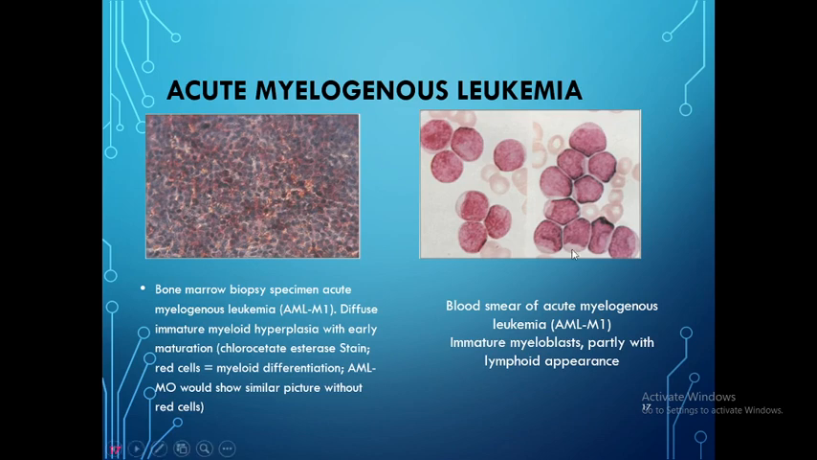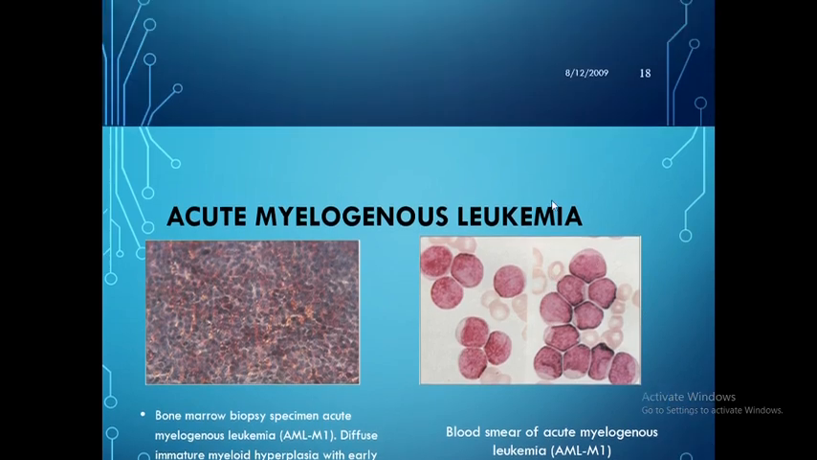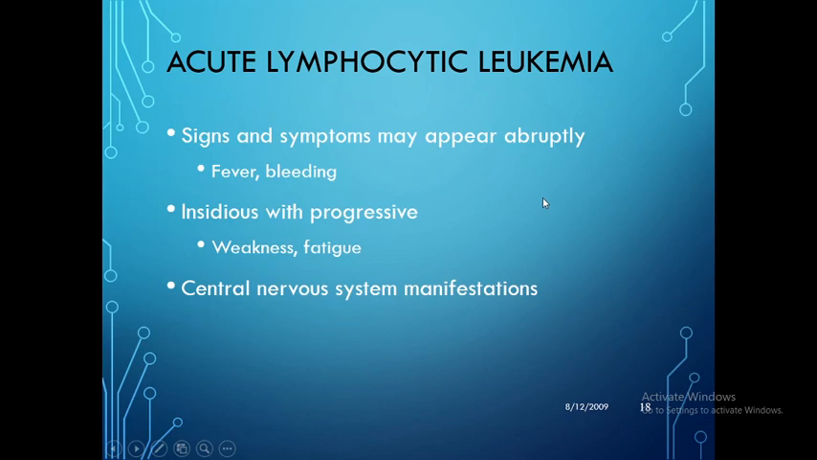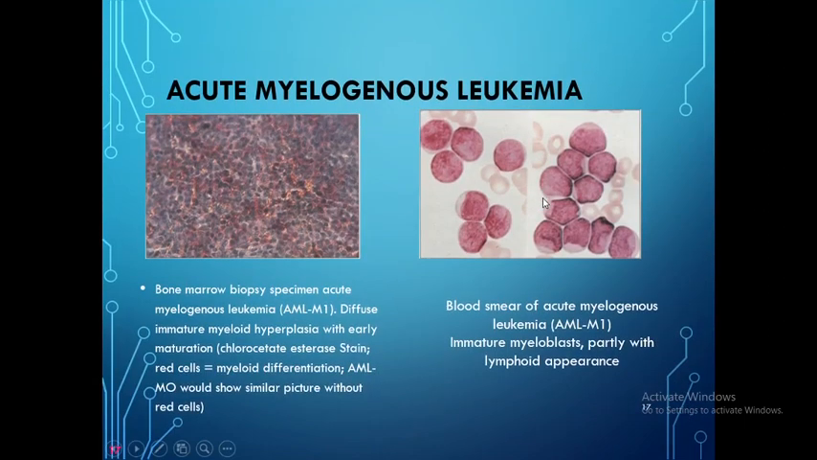And in this photogram you can see a blood smear of acute myeloid leukemia. Look, immature myeloblasts, partly with lymphoid appearance. Here they are appearing partly as lymphoids.